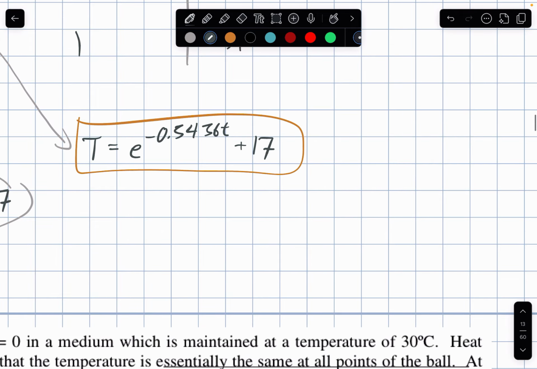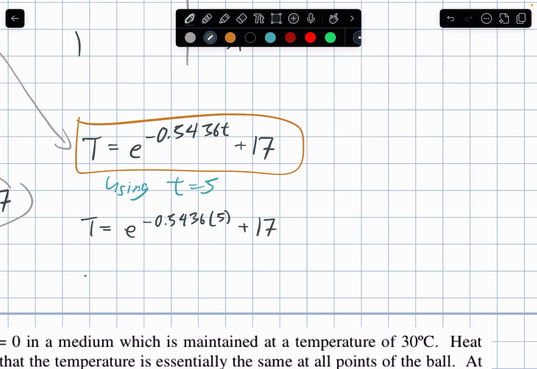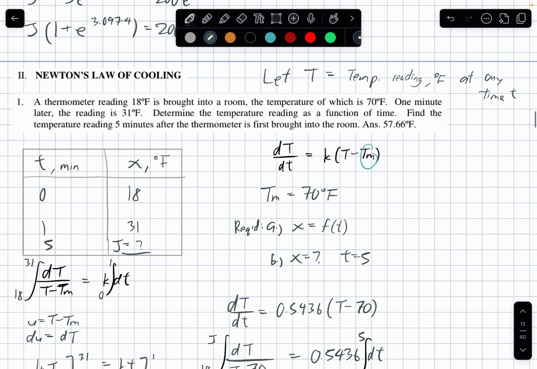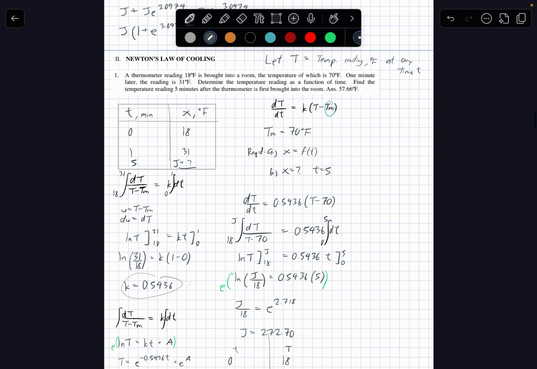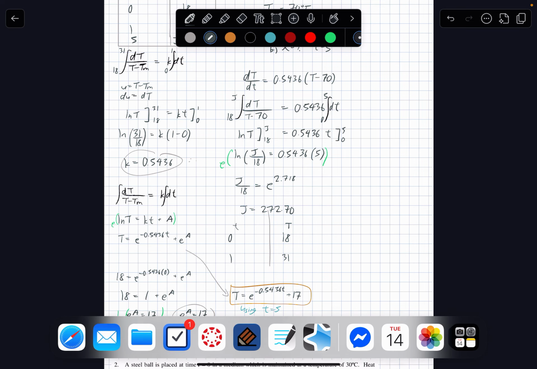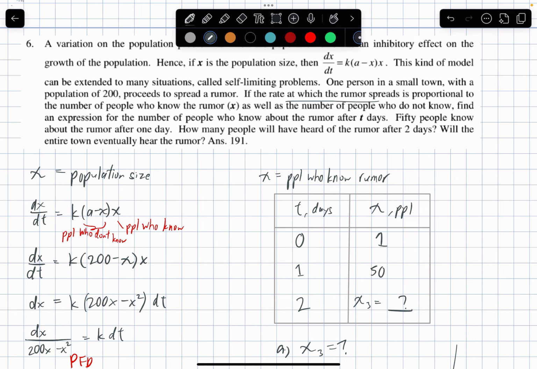So given t is equal to 5, what is the temperature? Let's see. I'm excited. Negative 0.5436 times 5 plus 17 is... Ouch. Why is it 17.07? Is that the answer? No. What? What is going on? Let's check the answer key.